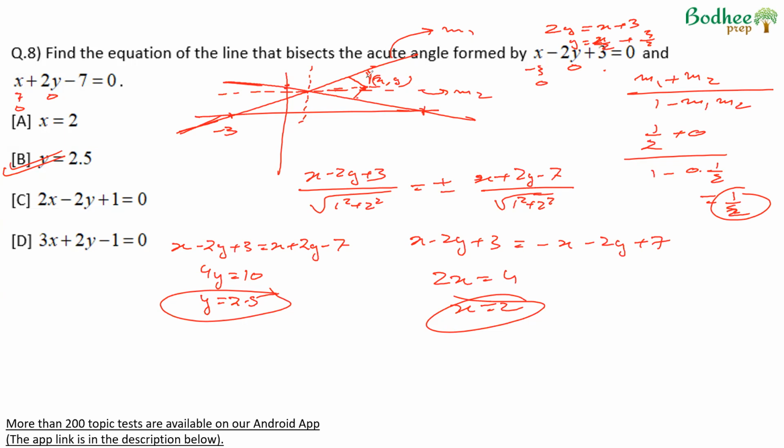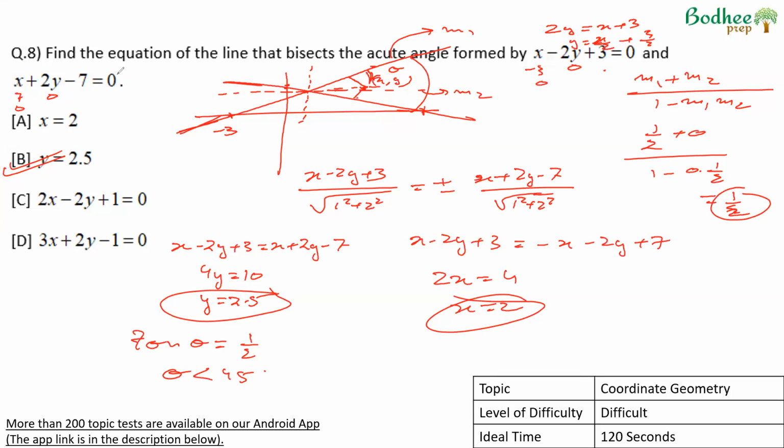That means if the angle between these two lines is theta, tan theta is 1 by 2. Since tan theta is 1 by 2, we can be sure that theta is less than 45 degrees, because tan of 45 degrees is 1. Since theta is less than 45, double of this will be less than 90. So this is the acute angle, and this is the line that you're looking at, which is y is equal to 2.5. I will call it a difficult question because first there is the equation of the line, and then identifying which bisector we are looking at. So it works at two levels. Difficult question, about 2.5 minutes to solve.